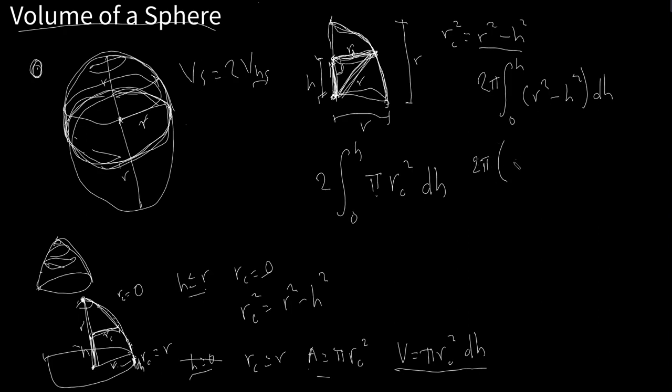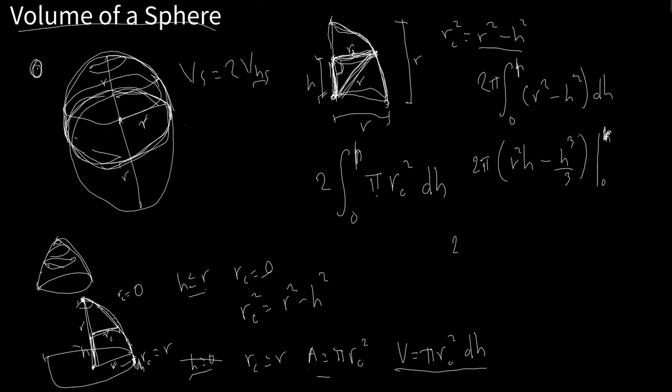So the integral of r squared, since that's a constant, is going to be r squared h, minus the integral of h squared, which is going to be h cubed over 3, and we need to evaluate this from 0 to r, right? Because the highest height will be r. So it's the integral from 0 to r. So we need to substitute r into h.